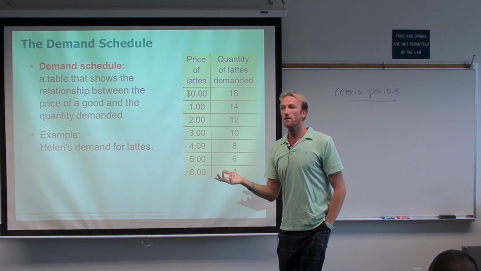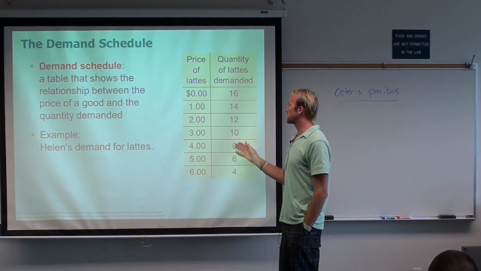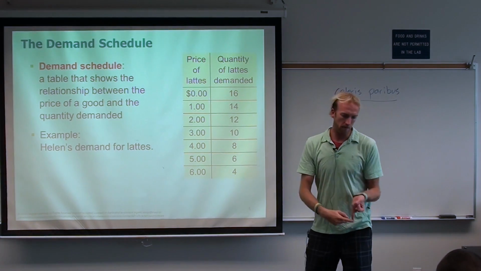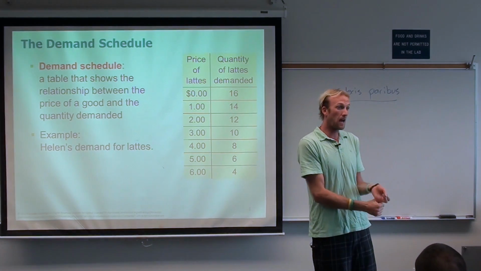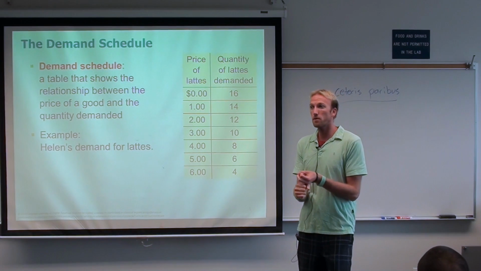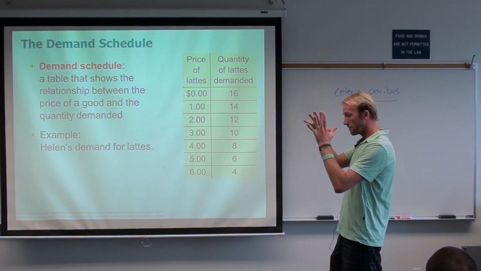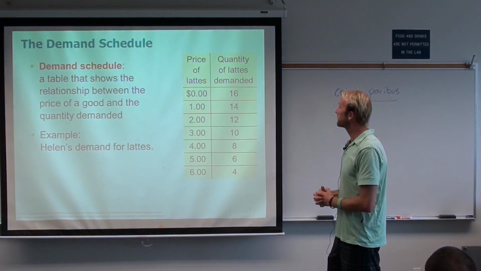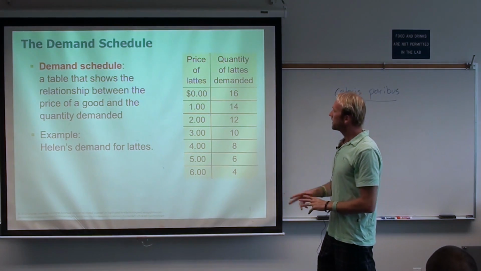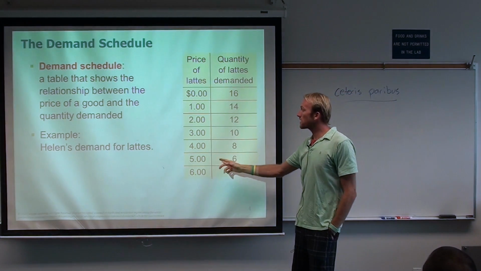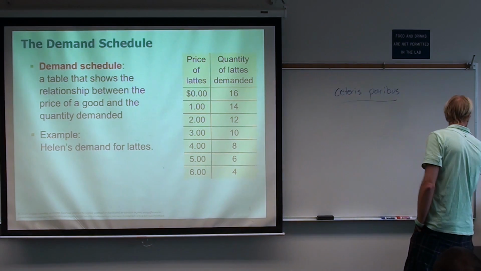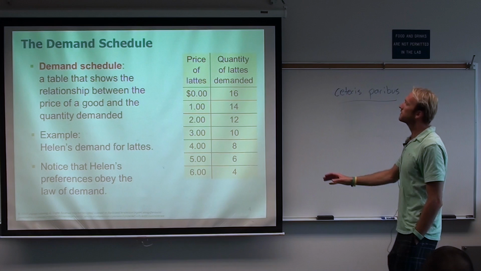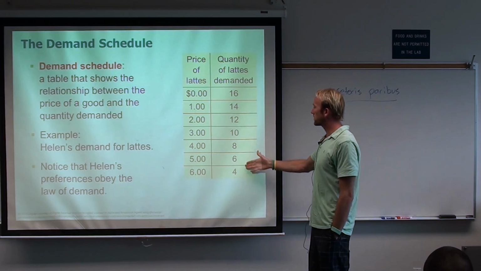Okay? Why do they go down? Well, there's a million different reasons, but maybe she doesn't have enough money to pay for them all. Maybe she would rather use her money to go buy something else. The person's preferences are all encoded into this one line. And her preferences definitely obey the law of demand. As the price goes up, the quantity demanded goes down.